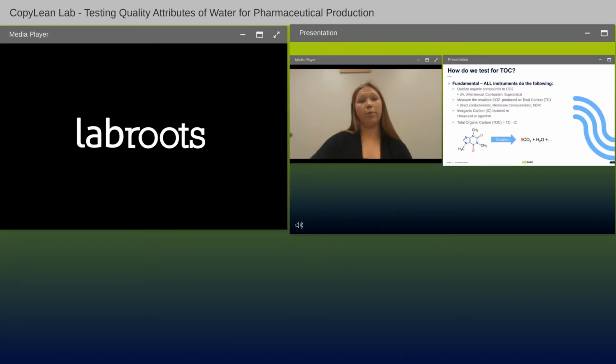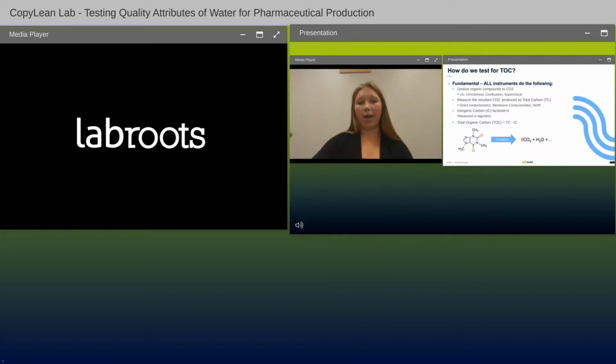Moving on to TOC, how do we test for total organic carbon? All instruments that quantify TOC have a few fundamental properties, including they oxidize organic compounds to carbon dioxide. The mechanism in which they do this might differ, though. It can include UV oxidation, combustion, or supercritical water oxidation.